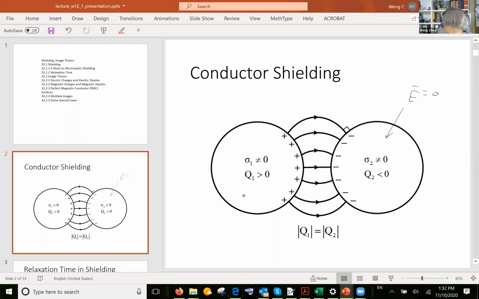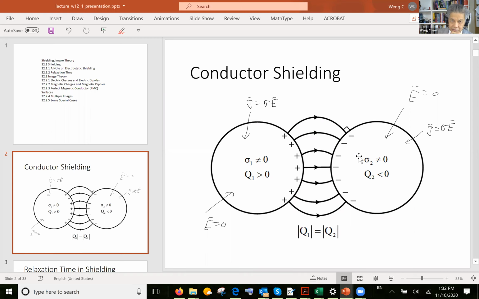E has to be zero here, and E has to be zero here. The argument is very simple. If E is not zero, then this is a conductor, J is equal to sigma E, and here J will be equal to sigma E. Current will keep flowing if E is not zero, and current will keep flowing until the charges are in equilibrium such that the electric field is equal to zero inside before it stops flowing.